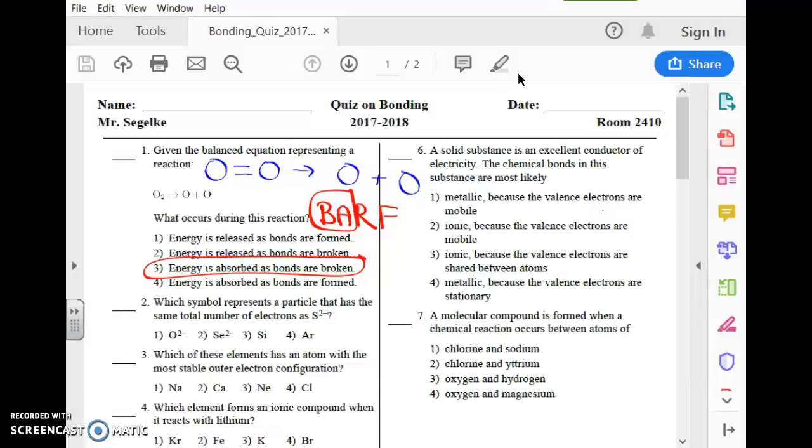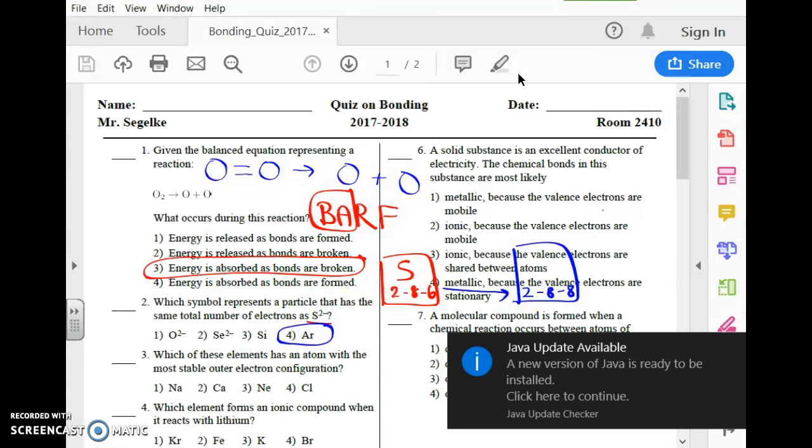2, which symbol represents a particle that has the same total number of electrons as the sulfur ion? Well, remember, when you look up the sulfur atom, it's 2, 8, and 6. Well, when that becomes an ion, like all good non-metal atoms, it gains one or more electrons to move to 18th street, to become 2, 8, 8. What element is always 2, 8, 8? Well, that's argon.